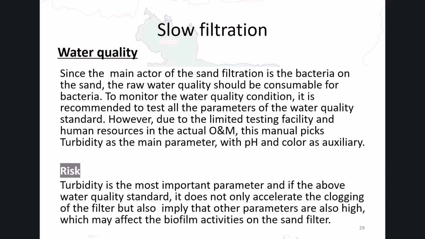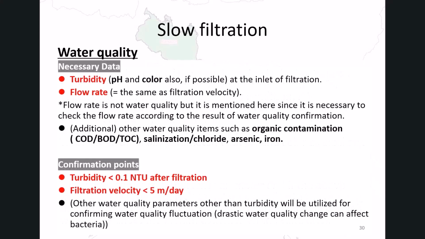Therefore, the necessary data to observe are turbidity of raw water and turbidity at the outlet of the sedimentation pond before filtration. The key parameters to measure at the inlet of the filter are turbidity and, if possible, pH and color as supporting indicators. In addition, flow rate is also listed here because it directly relates to water quality performance. If water quality deteriorates, filtration velocity must be checked at the same time.